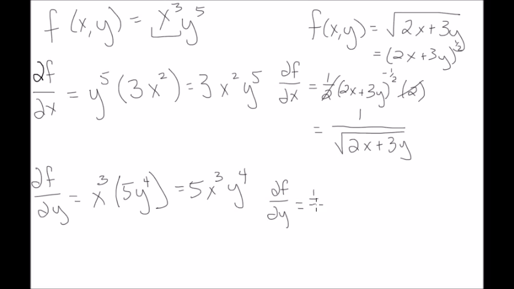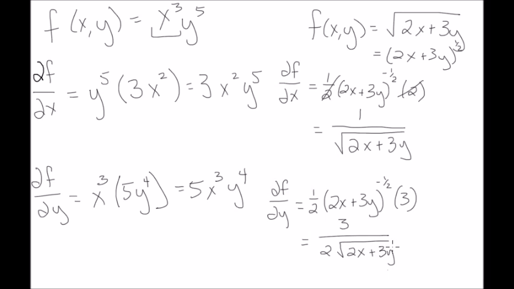The partial derivative with respect to y is very much the same process. I bring down the 1/2, I leave the inside term unchanged. I subtract 1 from the power. I take the derivative of the inside term, and now we're doing it with respect to y. So the derivative of the first term is 0, and the derivative of the second term is 3. So now I'm left with 3/2 times the square root of 2x plus 3y in the denominator.